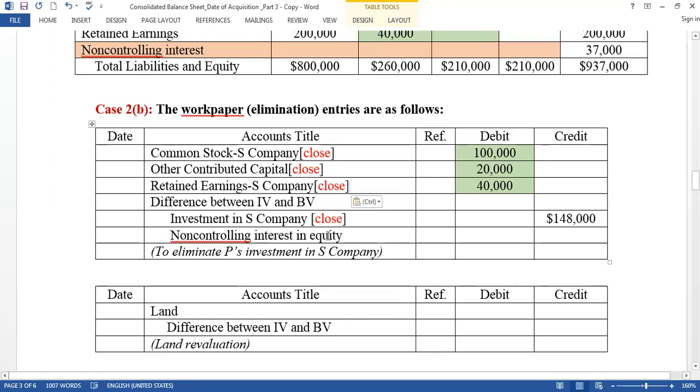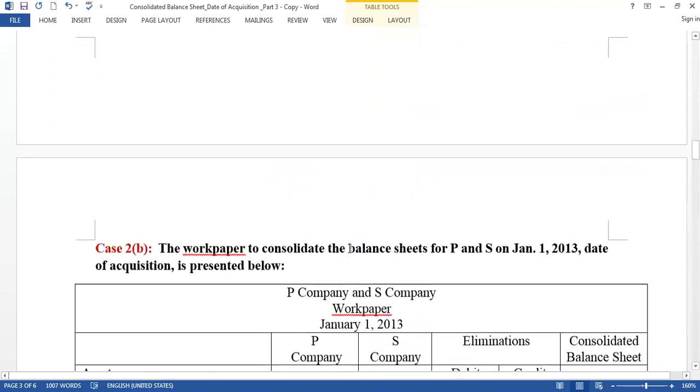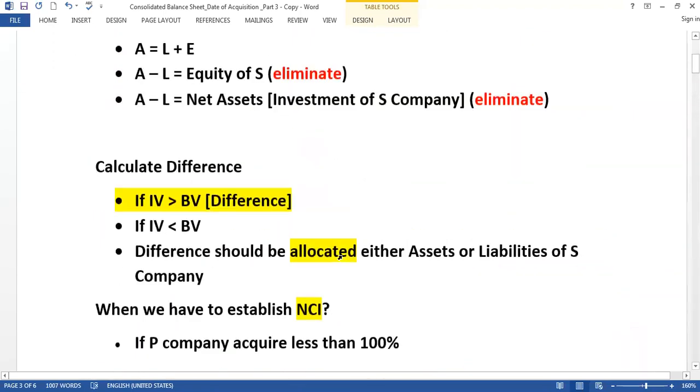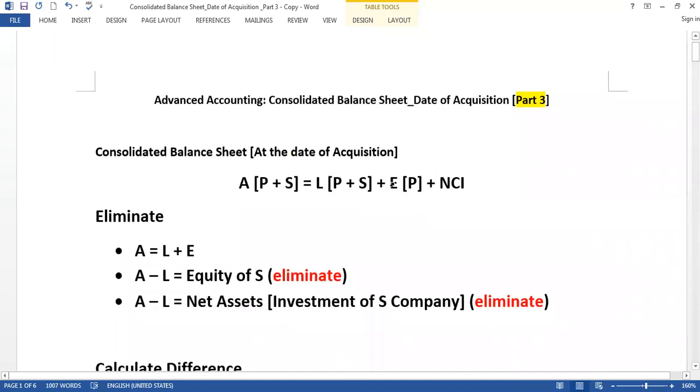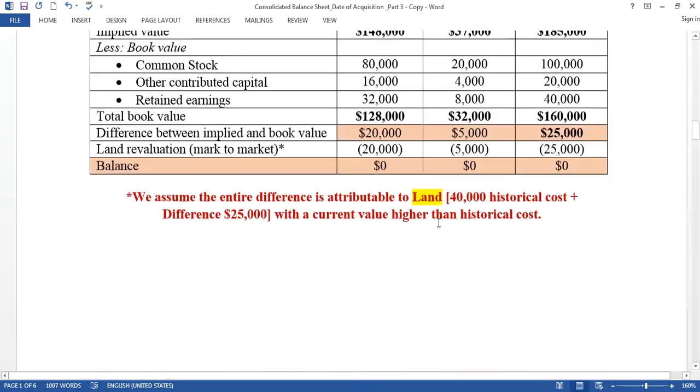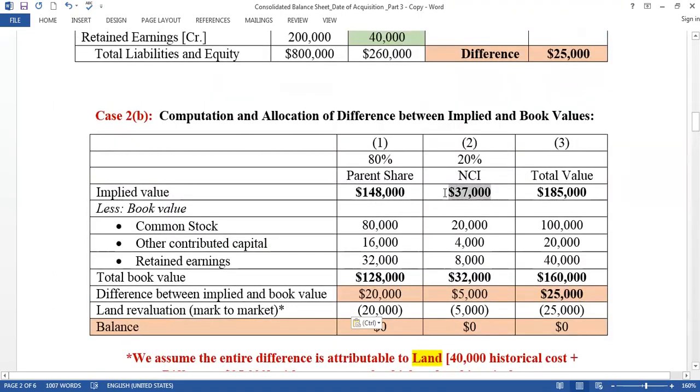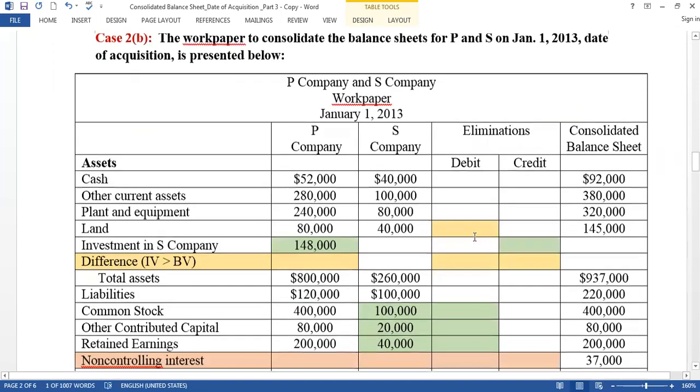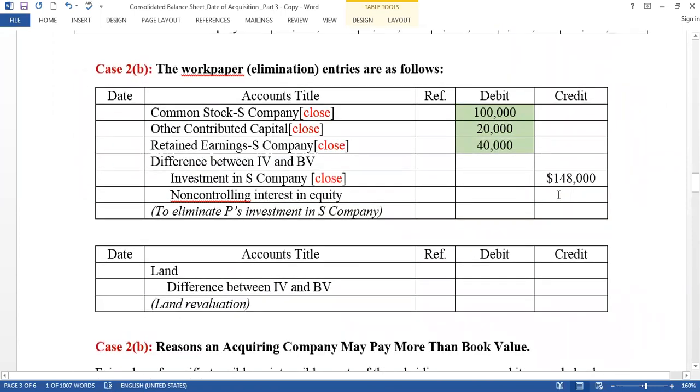Now we know the non-controlling interest. I told you first that non-controlling interest should go under the equity, and you know that the normal balance of equity is credit. So if you record NCI, its normal balance is also credit. We established NCI: $148,000 for the parent company implied value and $37,000 for non-controlling interest. So this $37,000 I am going to write in the credit side.